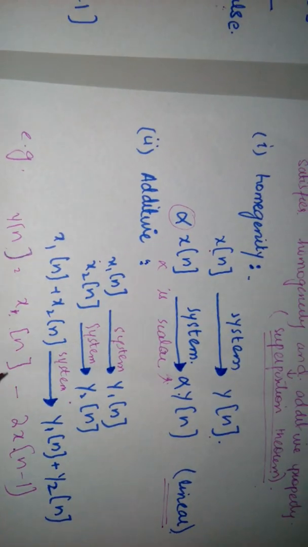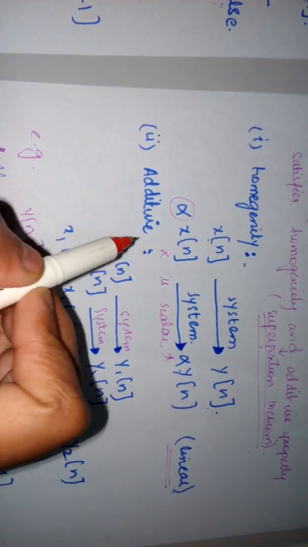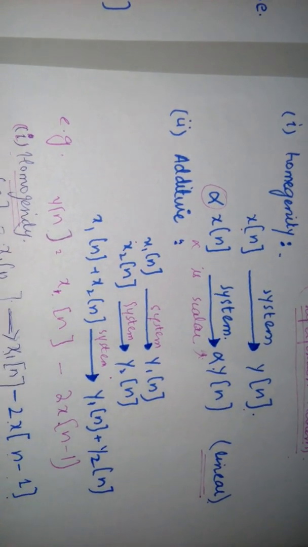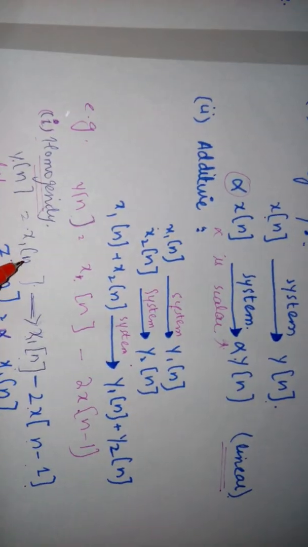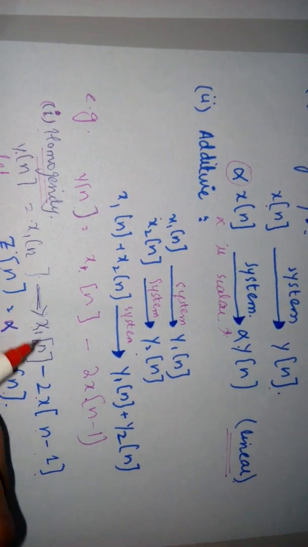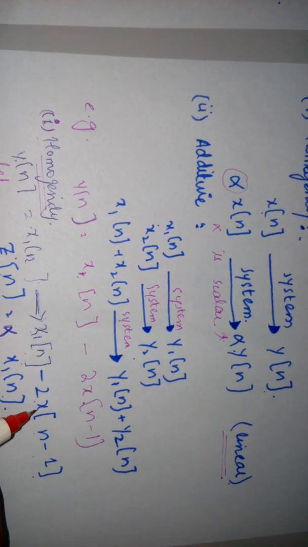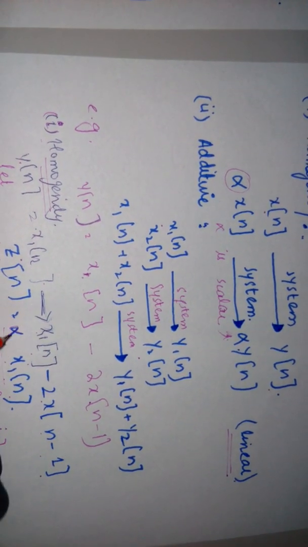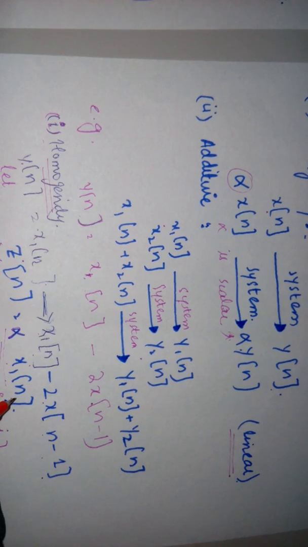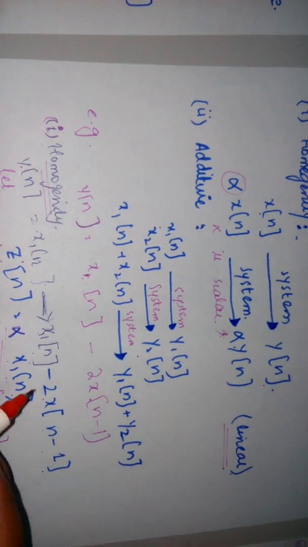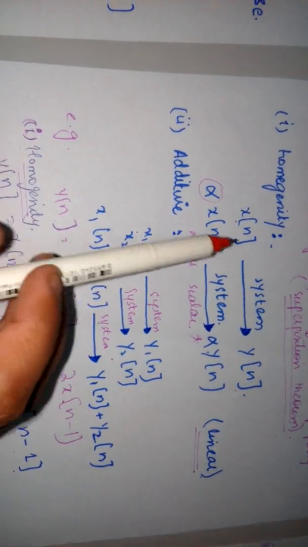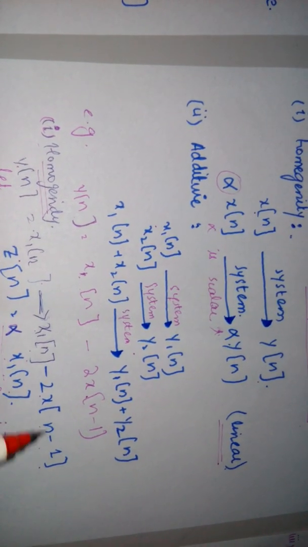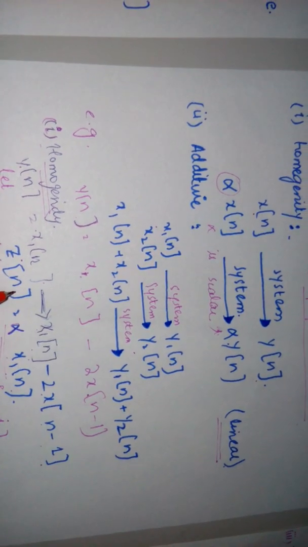If it is linear, it must satisfy the above two properties. First of all, I will apply the homogeneity property. That is, if the system is y of n equal to x1 of n minus 2 of x1 of n minus 1, then let us consider z of n is equal to alpha of x1 of n. As I already told you, in homogeneity we have to multiply some scalar with the input. So in this example I consider this as z of n.